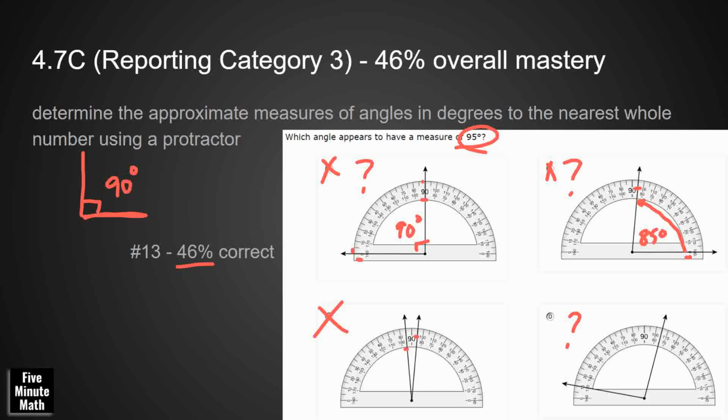So we have to subtract. It's not always going to have a ray starting at a 0. So let's start on the low number there, on the outside, 10, and on the outside here, I've got 105. So I've got 105 minus 10, and that's going to be 95.